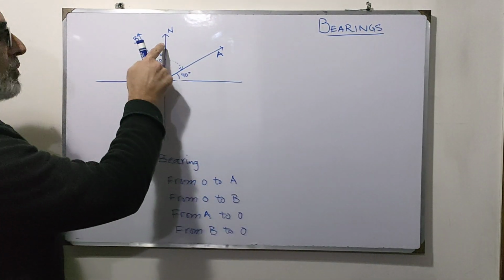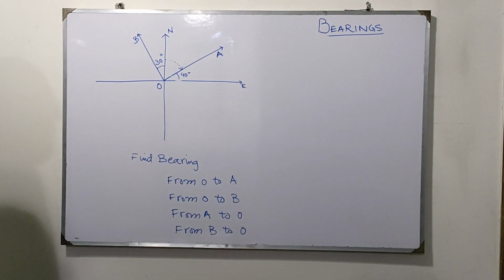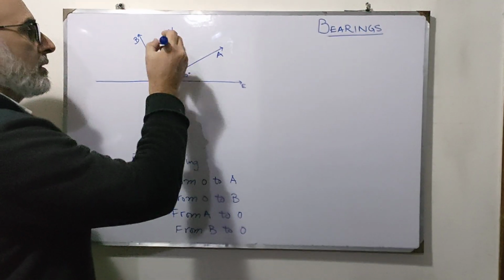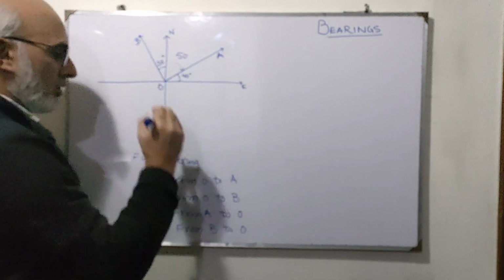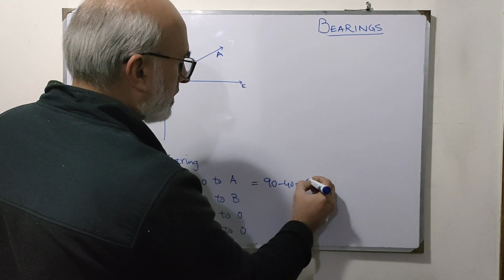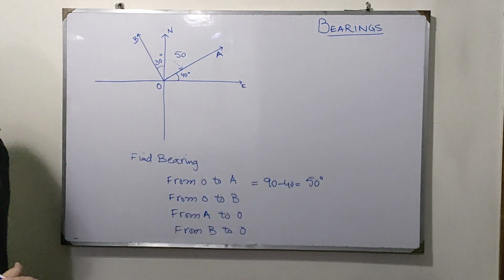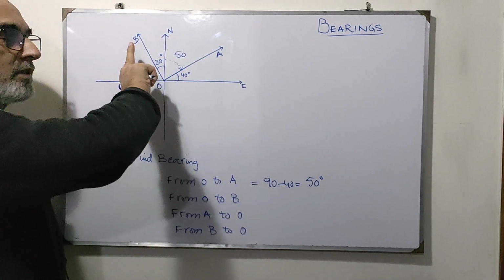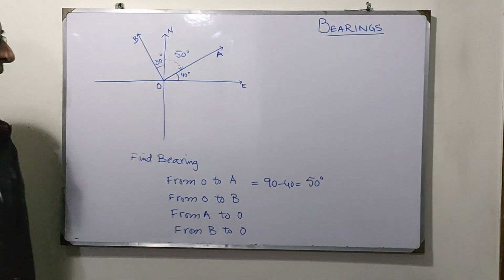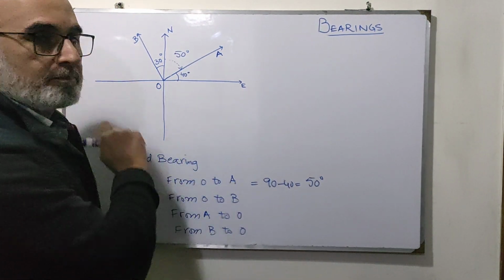We know that from north till east it makes 90 degrees. It means that if the given angle is 40, then this will be 50. How? It will be 90 minus 40 equals 50 degrees. So if we are going from O to A, taking from the north, the degrees will be 50 degrees. Now we have to find from O to B.